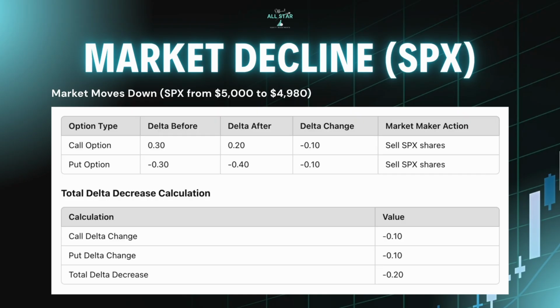a 0.3, which gives us a negative 0.1. The put delta change is at a negative 0.4 minus a negative 0.3, which places it at a negative 0.1. So in summation, the total delta decrease is the negative 0.1 plus the negative 0.1, which results in a negative 0.2. Again, this may be a little tough to follow, but I'll tie it all together, y'all, trust me.